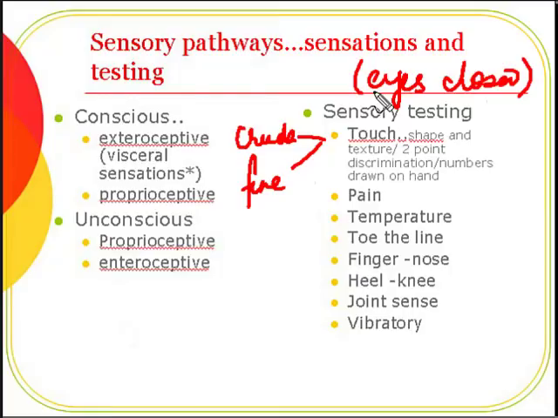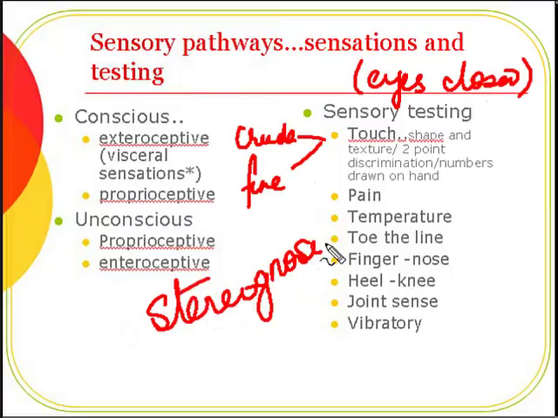The other type of testing that you do is, with their eyes closed, you give them some familiar object and you ask them to tell you the shape and the texture. So you're trying to determine whether they can tell the shape and texture of a familiar object, and being able to do that is known as stereognosis. So this is called stereognosis.